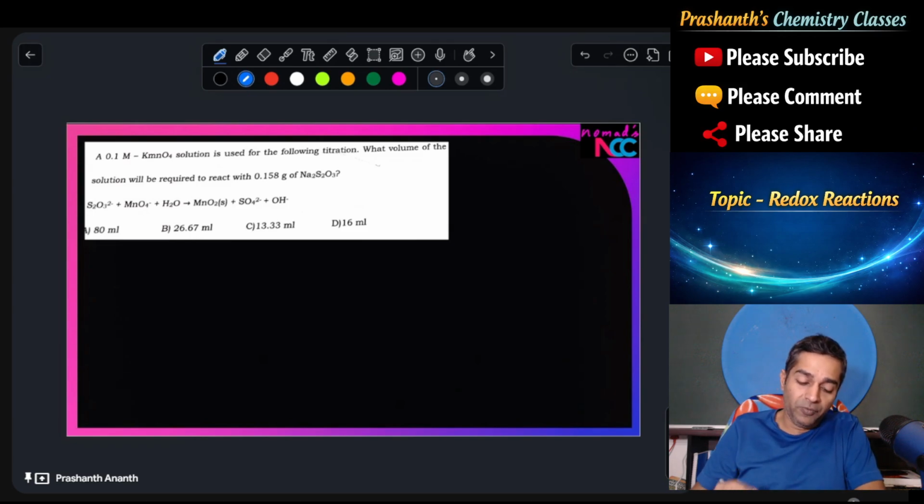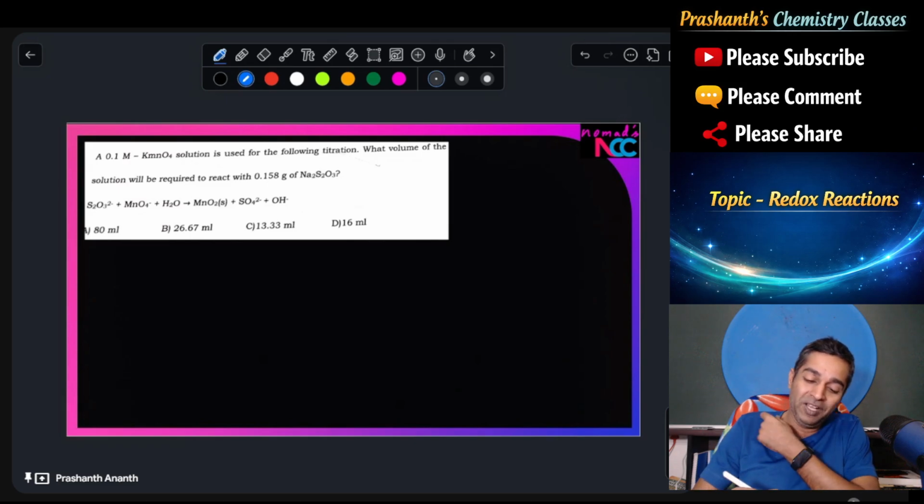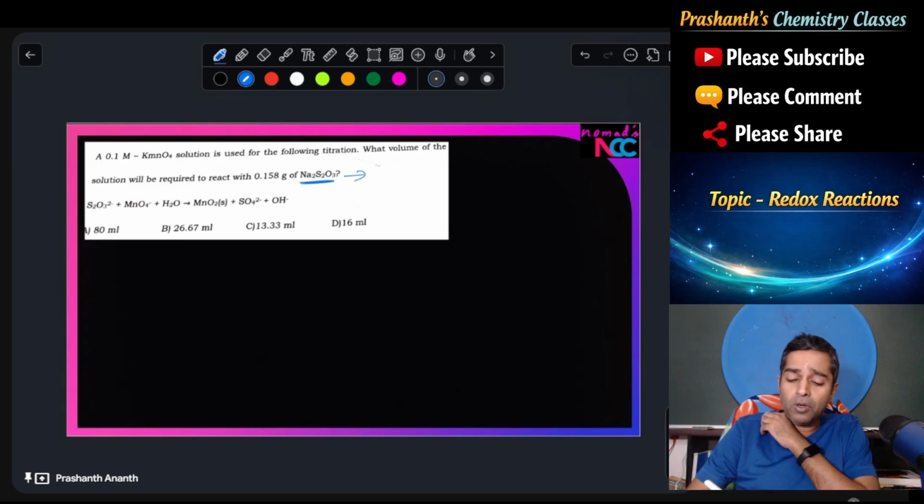Alright, so the question basically goes like this. A 0.1 molar KMnO4 solution is used for the following titration. What volume of the solution will be required to react with 0.158 grams of Na2S2O3? Now, this Na2S2O3 is sodium thiosulphate. First of all, we need to find the number of moles of this, which means we need to calculate the molecular mass. So let's get that out of the way.